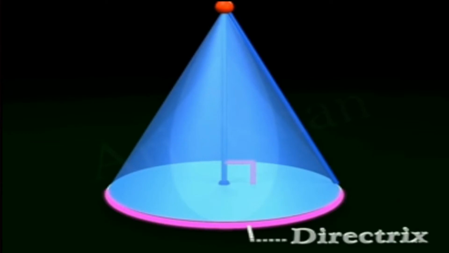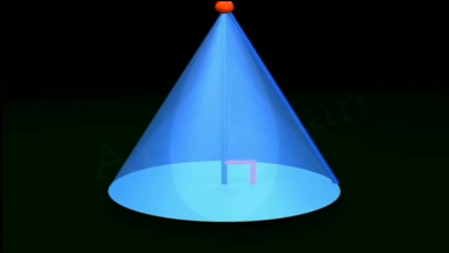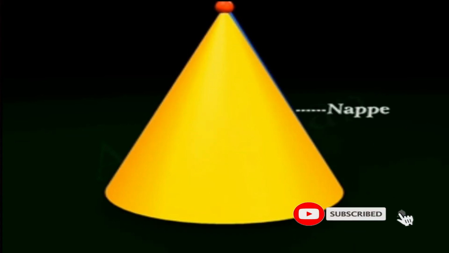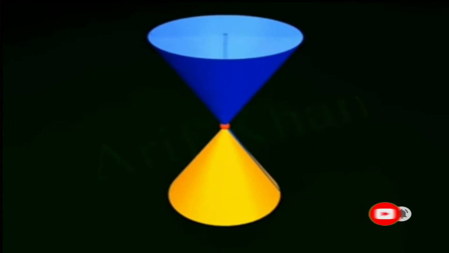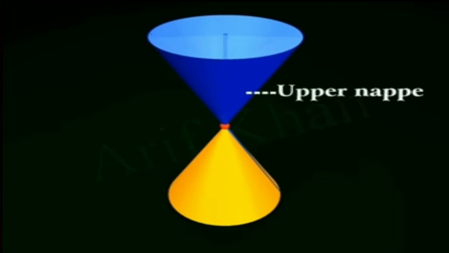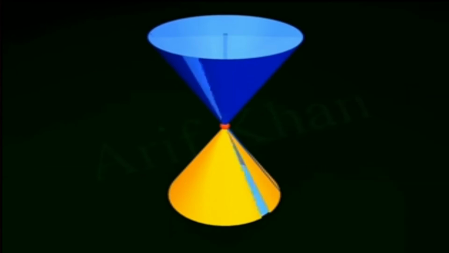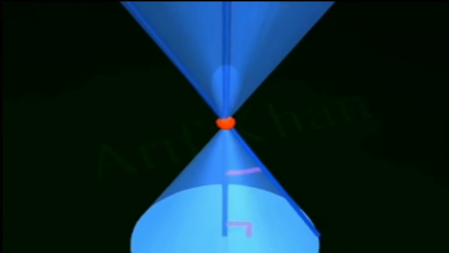The lateral surface of one circular cone is known as a nape. A double right circular cone has two napes. The nape above the vertex is called the upper nape, and the one below the vertex is called the lower nape. Also, the angle between the generator and the axis is called the vertex angle.